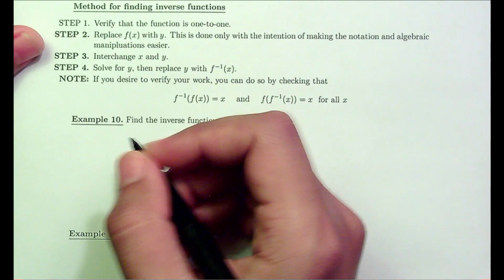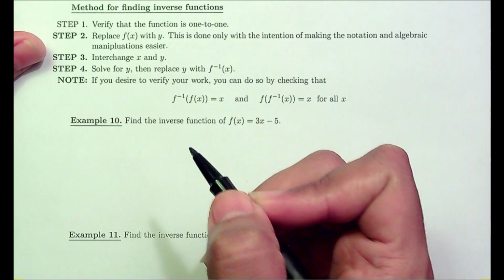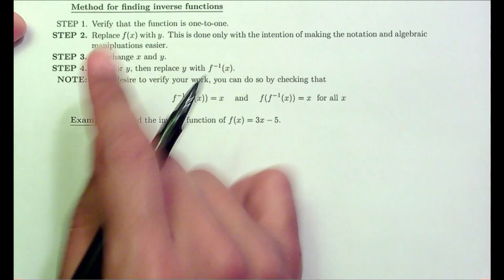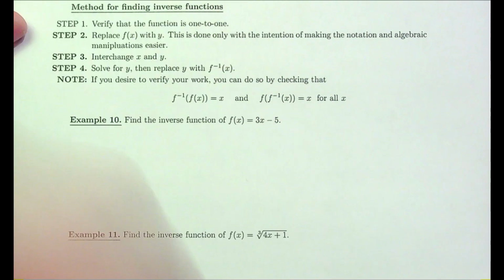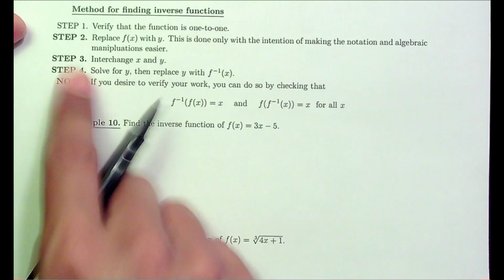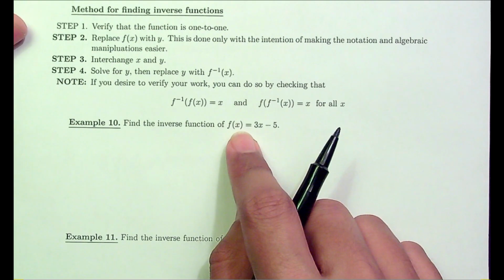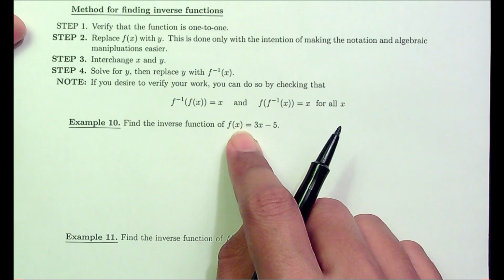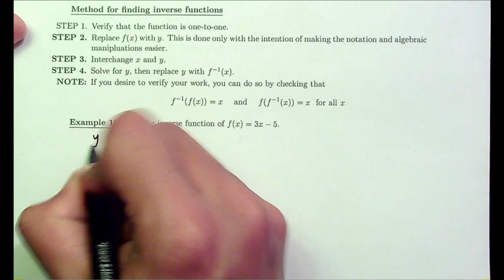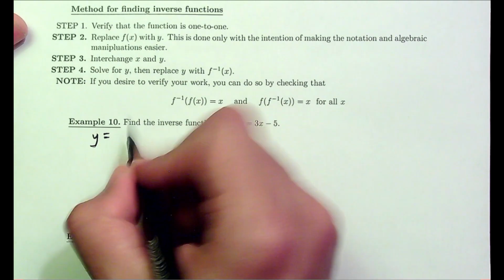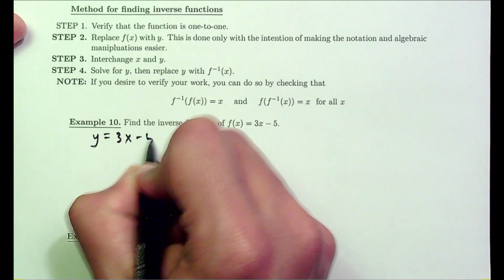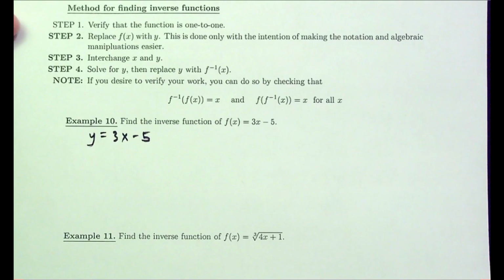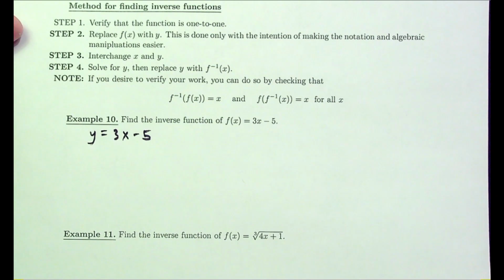Okay, let's find the inverse function of this. Step one: I already know that it's going to have an inverse. The very first actual step after I know that it has an inverse is that instead of f of x, I'm going to write y. So this is going to be y equals 3x minus 5.